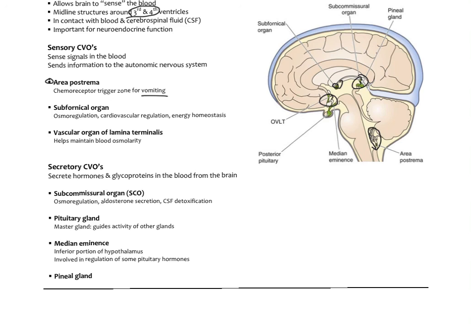The pituitary we've already talked about, that's considered a CVO. And then the median eminence, this is the inferior portion of the hypothalamus right down here. And that's involved in regulation of some of those pituitary hormones. And then finally, the pineal gland is a CVO. So this is important because, again, these are additional neuroendocrine regulatory organs, very important for regulation of homeostasis.